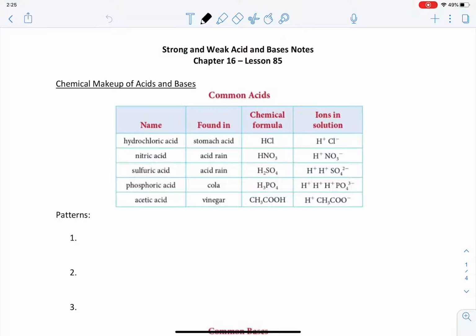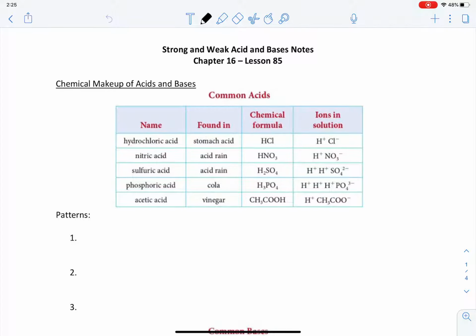Hello. This video is for strong and weak acids and bases. Today we're going to be looking at what strong and weak acids are. We're going to look at some different theories or ideas about acids and bases from some different scientists. And we're going to explore the particle views of acids and bases and what those atoms and molecules are actually doing when we put them in solutions.